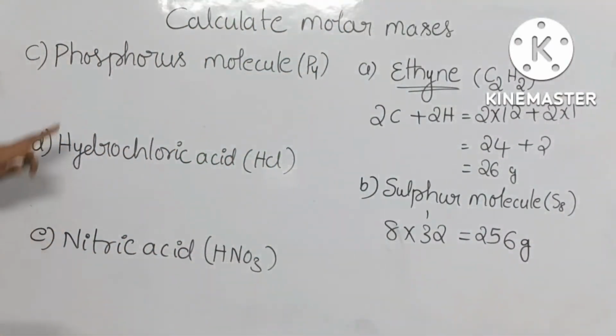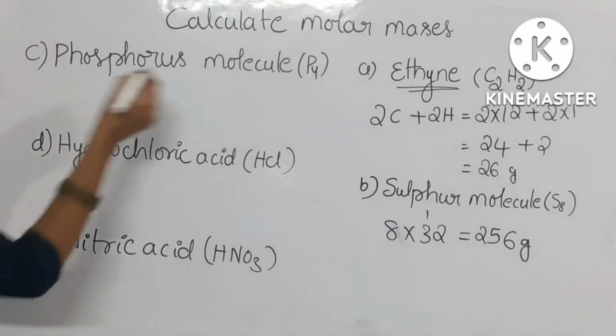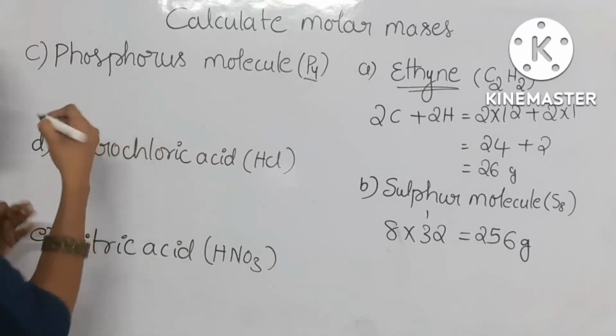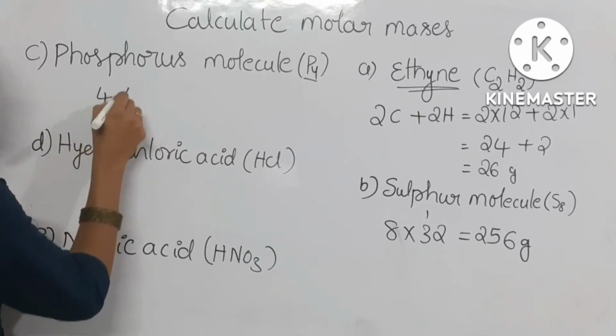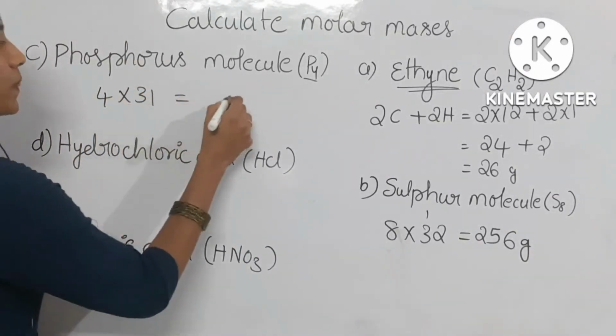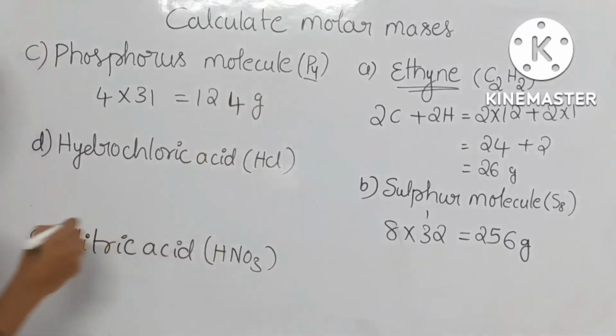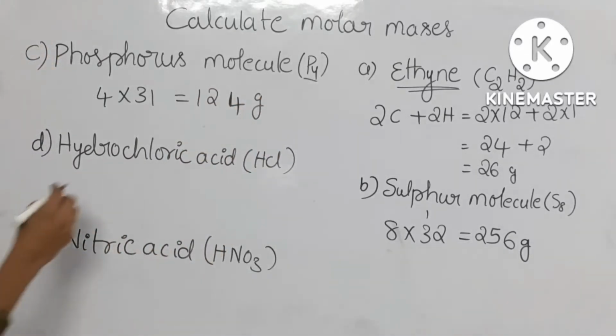And this is the phosphorus molecule. It is in the form of P4. So phosphorus's atomic mass is 31. So 4 into 31 is 124 grams. Next, hydrochloric acid, HCl.